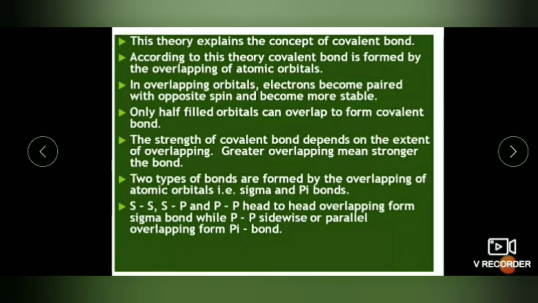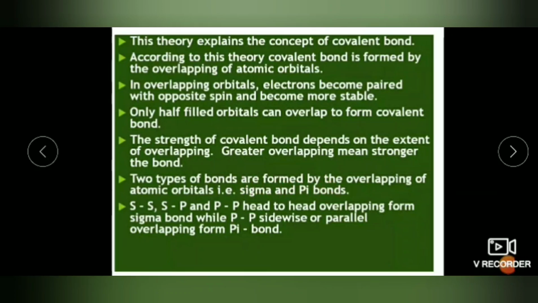The next one is that half-filled atomic orbitals overlap to form covalent compounds. How a covalent bond is formed is explained in the fourth postulate. Next, how a greater extent of overlap gives a stronger bond, and what the strength of the bond is, is explained in the fifth postulate. The next is how many types of bonds are formed by overlapping. Two types of bonds are formed, sigma bond and pi bond.